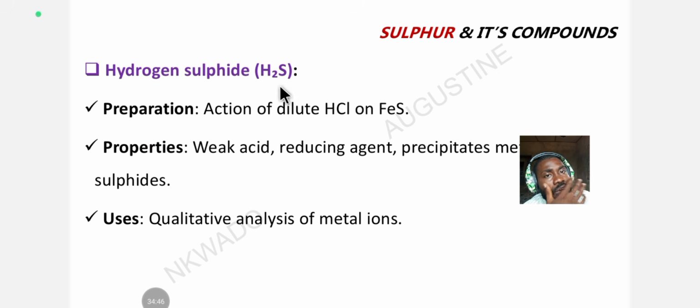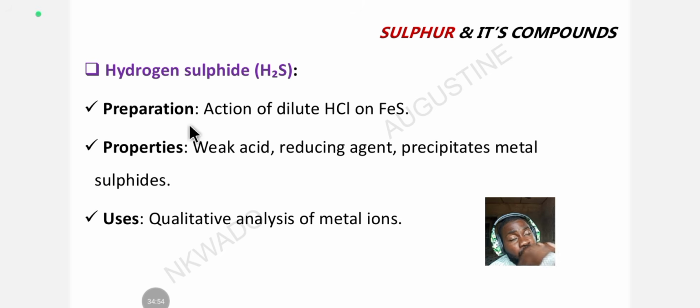Now let's look at hydrogen sulfide separately. What is the method of preparing hydrogen sulfide? It is prepared by the action of dilute hydrochloric acid on iron sulfide. The action of what? Dilute hydrochloric acid on iron sulfide. What happens during this reaction? The hydrogen here is displaced by this ion and we get hydrogen sulfide gas, and so we are left with iron chloride and hydrogen sulfide.